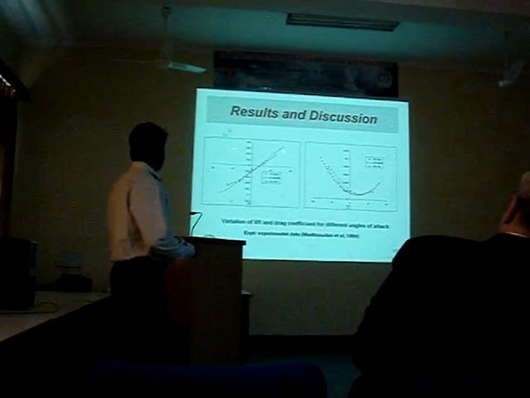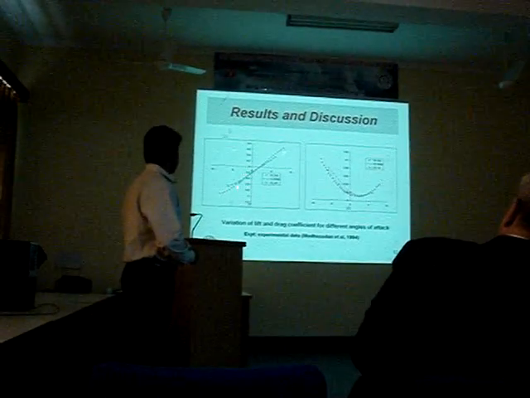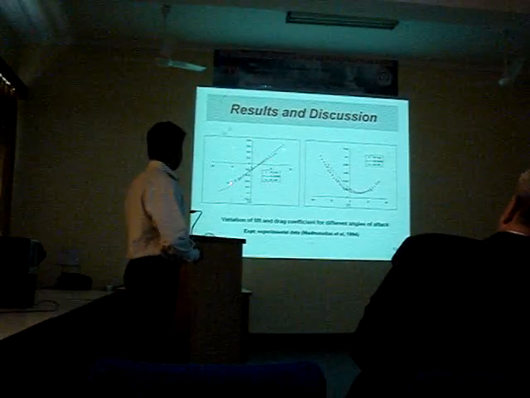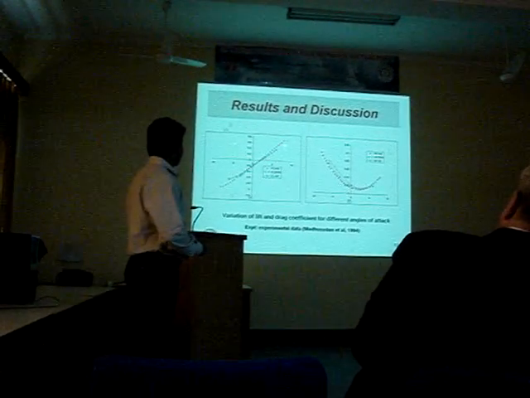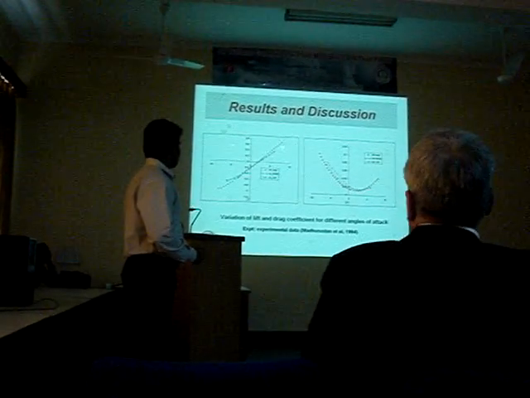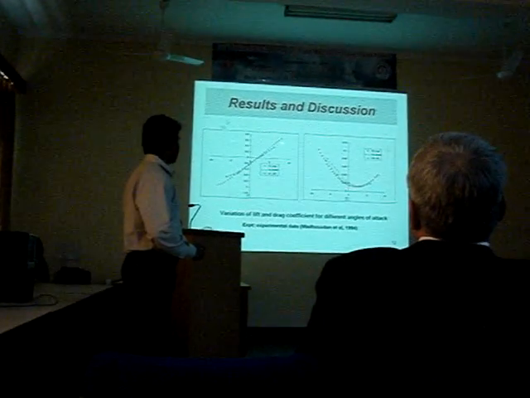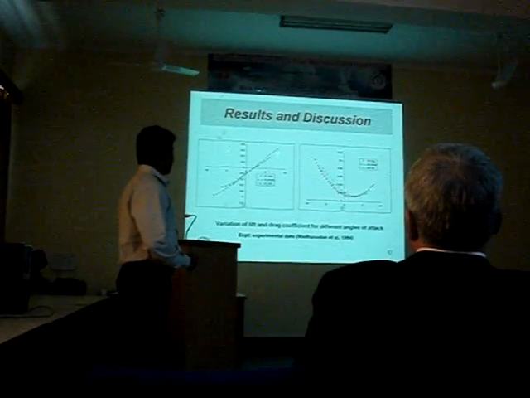This is the variation of lift coefficient. As you can see, the variation is linear over a wide range of angle of attack. Then this is the variation of drag coefficient at different angles of attack. We can see that at 3 degree angle of attack there is a minimum drag. At negative angle of attack there is a maximum.